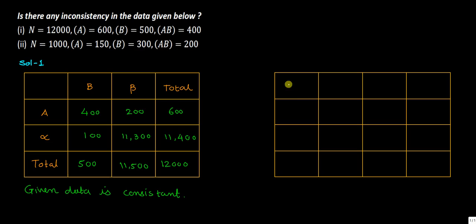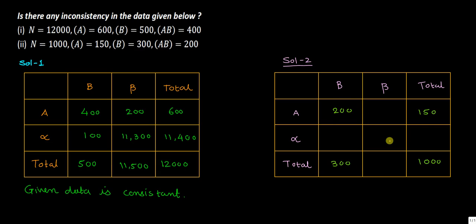Now solution number 2, which means the answer of our second question. Again we have to prepare the table A, alpha, B and beta. Here we have to put total. Here also total. It is a fixed table for the whole chapter. N is given as 1,000. Putting 1,000 here. Total of A is 150. Here we have to put 150. Total of B is 300. Putting 300 here, and AB is 200.